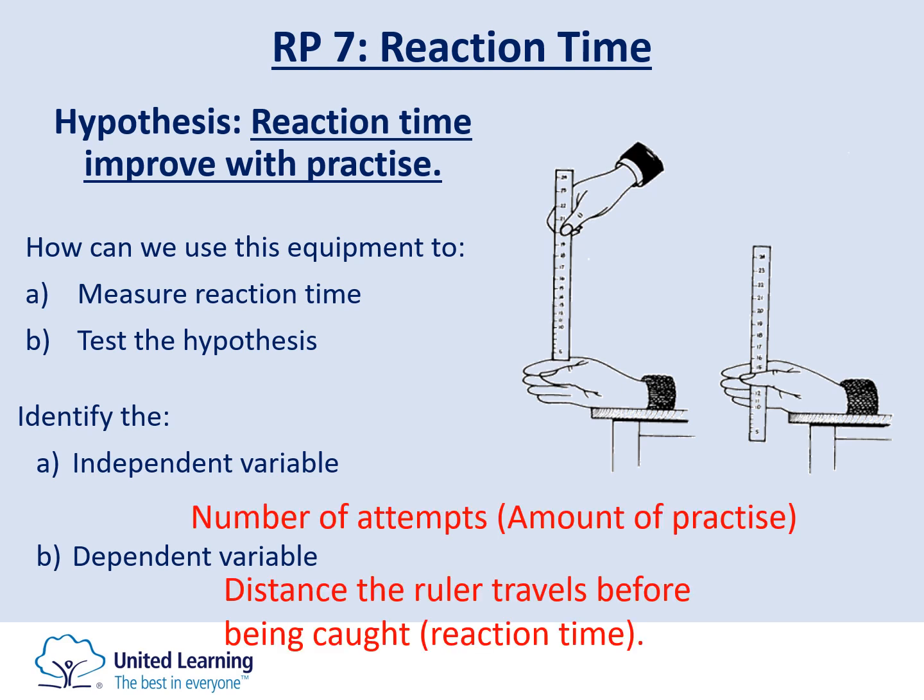Okay, so for our independent variable, it's going to be the number of attempts. You're going to be increasing the number of attempts, which is going to increase the amount of practice that the participant has. And we're obviously going to be measuring then the distance that the ruler travels before being caught. And we're looking to see if that distance decreases over time.